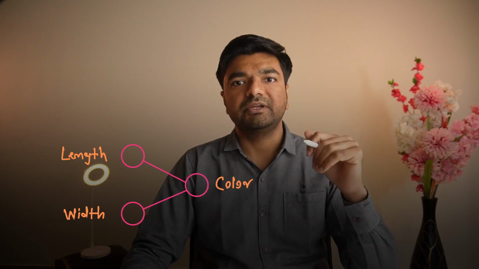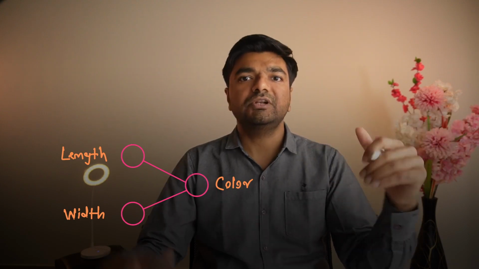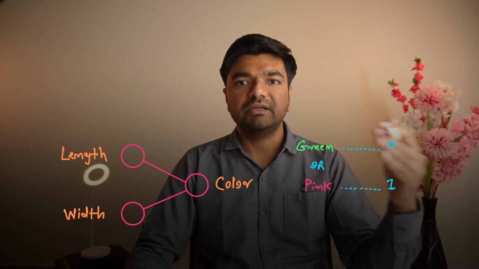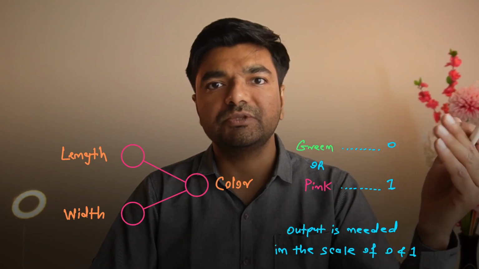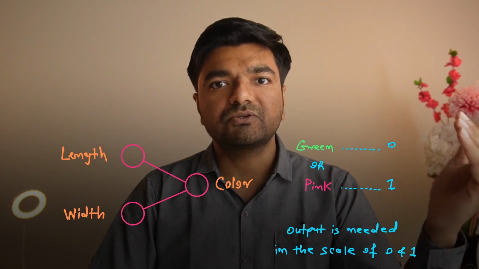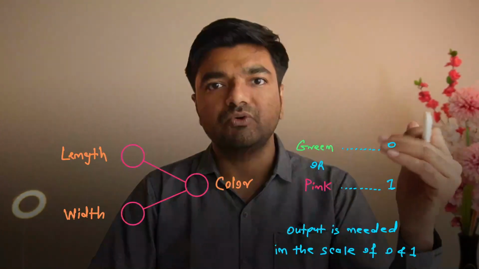Color is not numeric, it is either pink or green. So let's denote color with a numeric value. Let's denote green with 0 and pink with 1. Now if the output value is closer to 0, then we can assume that it is green. And if it is closer to 1, then we can assume that the output is pink.